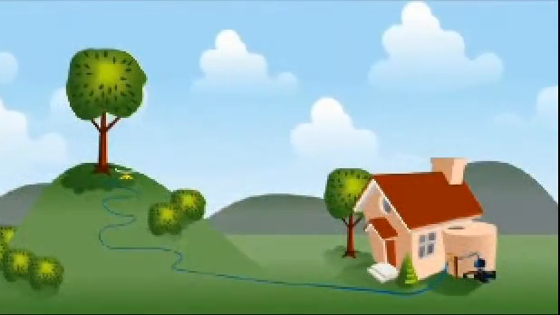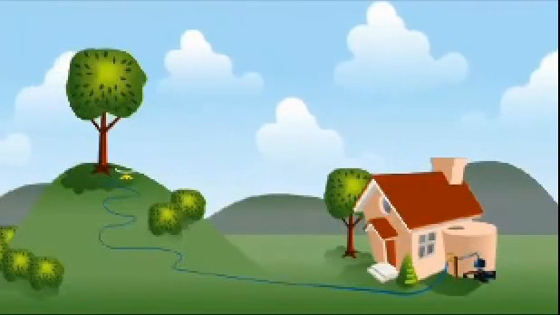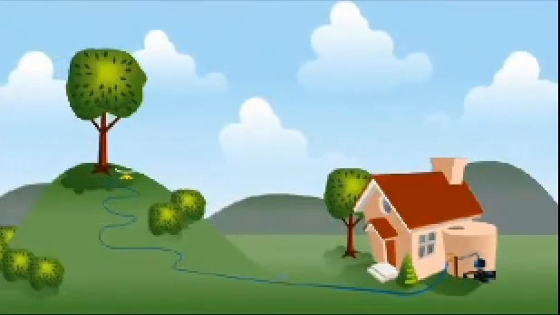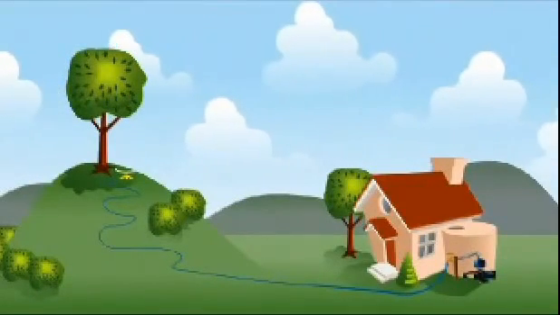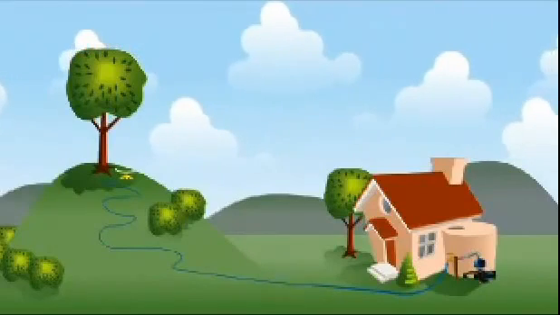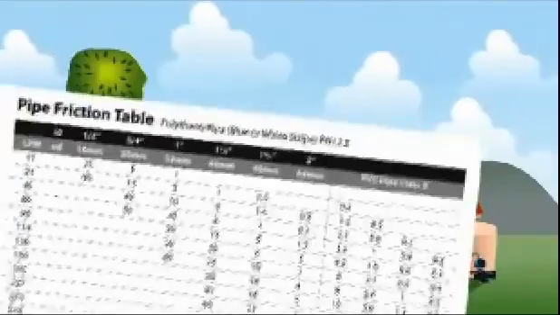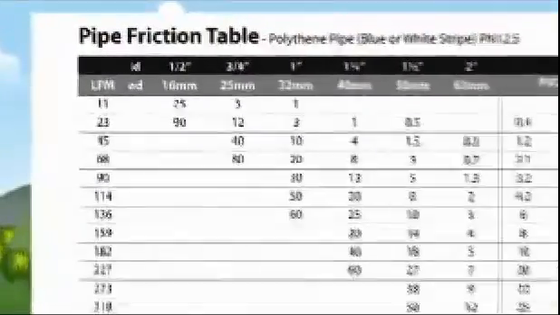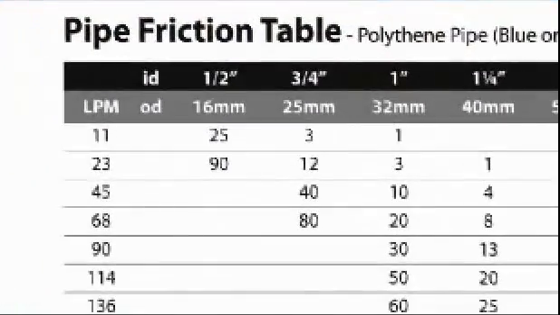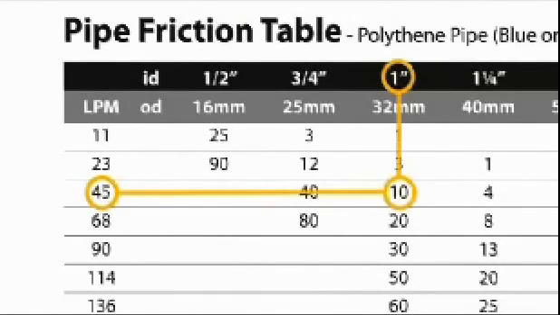Let's see what happens if Auntie Flo uses a larger pipe with a 1 inch inside diameter rather than a 3/4 inch. Remember, her requirements will stay the same. We go back to the pipe friction table, only this time we calculate our friction loss using a pipe 1 inch in diameter. We still need 45 liters per minute. We can see that there will be 10 meters of pressure lost to friction.